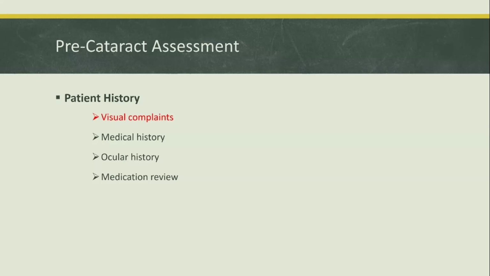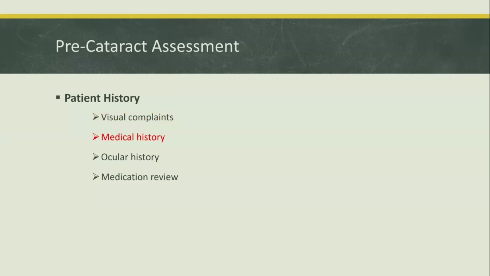Ask about difficulty at night time or in the morning time, and whether they have difficulty driving, especially at night, increased sensitivity to bright lights, reduced contrast sensitivity, or colors appearing faded or yellowish. You should ask all this detailed history about how it is affecting the daily activities. It can be a simple question like, how is your vision affecting your daily activities?